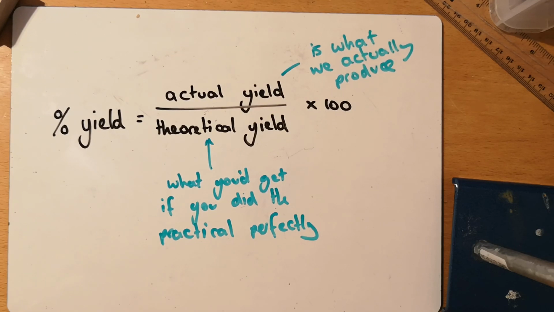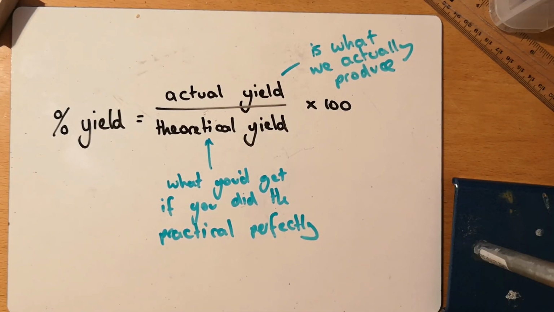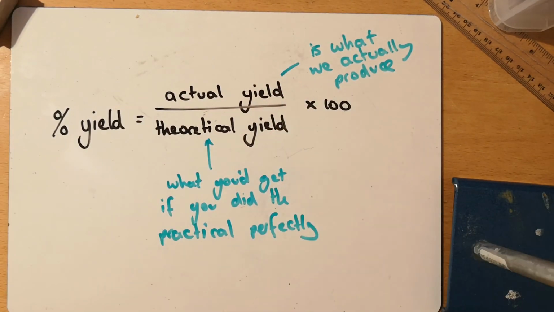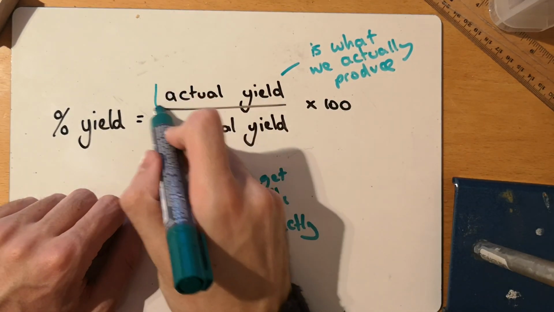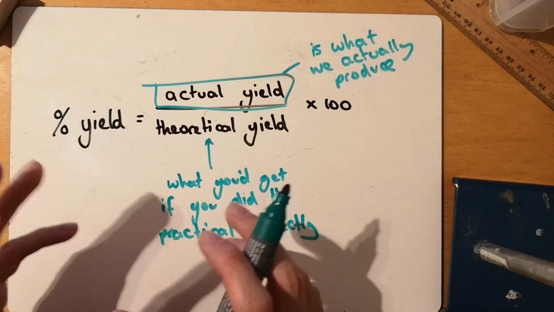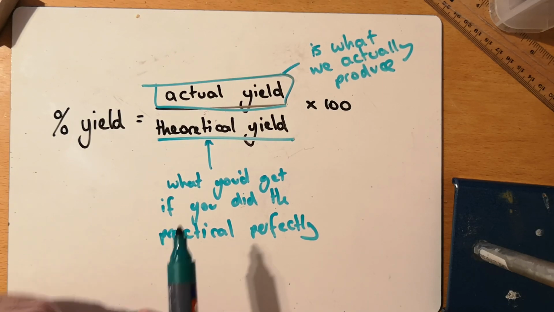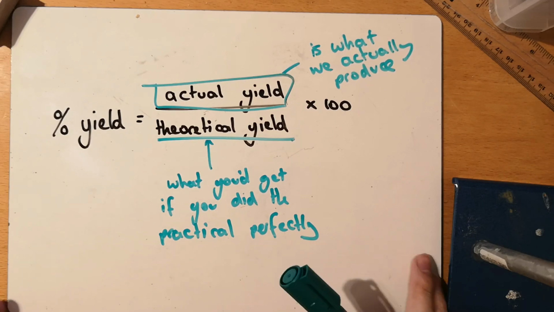So, calculating theoretical yield, we need to work out these two things, the actual yield and the theoretical yield. And generally, like the questions we're going to look at, they'll give you the actual yield in the practical, in the question, sorry. So this is generally given to you. The theoretical yield is then what we need to calculate. And nearly all these questions, the theoretical yield, you have to calculate.